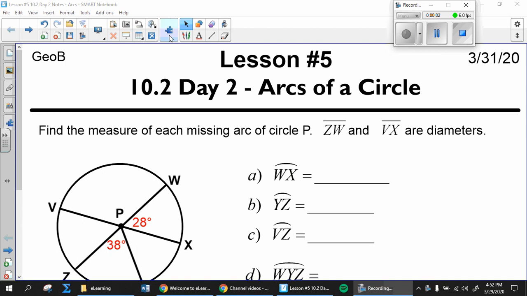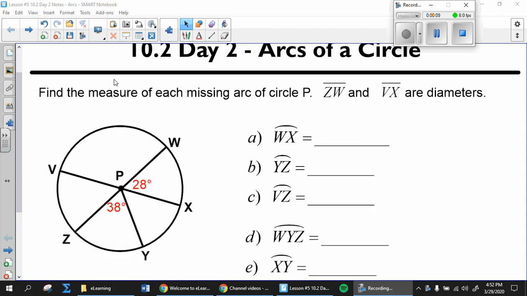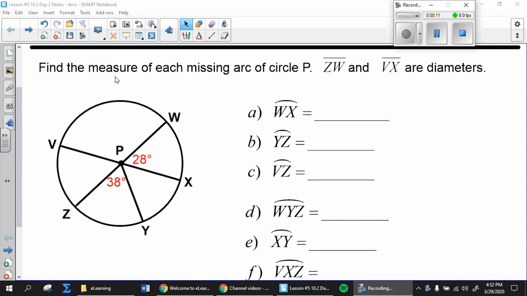Hey guys, this is day 2 of talking about arcs of a circle. So I want you guys to go ahead and try to do these 6 questions about this circle. Remember, arcs are always degrees of the circle on the outside of the circle, so we write it as a degree. And remember that arcs are always equal to the central angle.